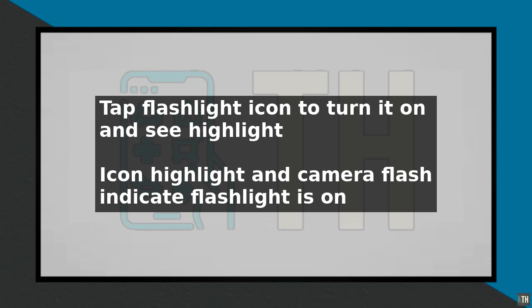To turn the flashlight off, simply tap the flashlight icon again in the control center. The icon will no longer be highlighted and the light from the camera flash will turn off.